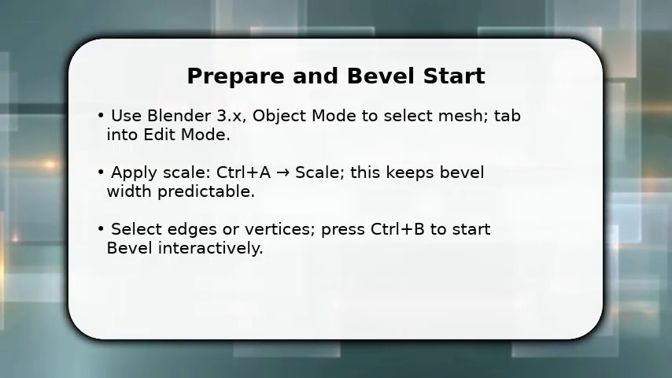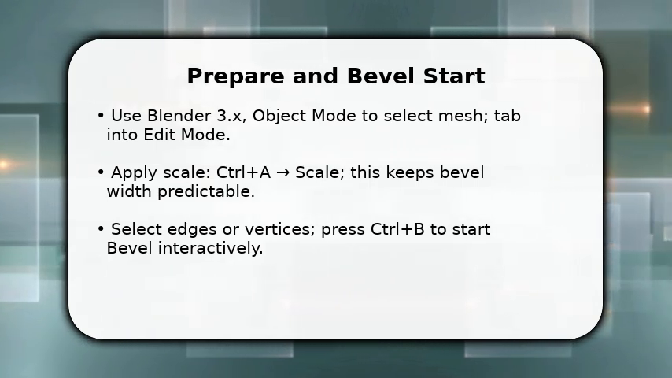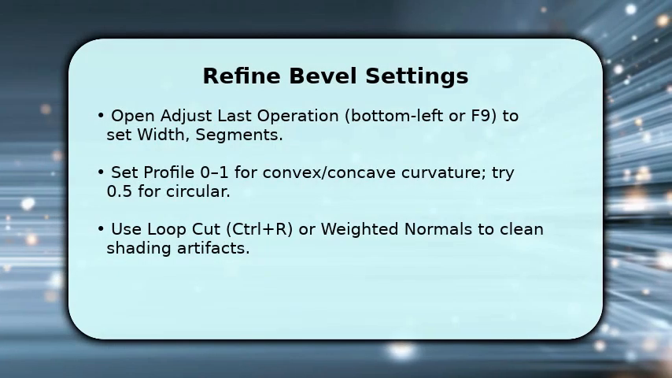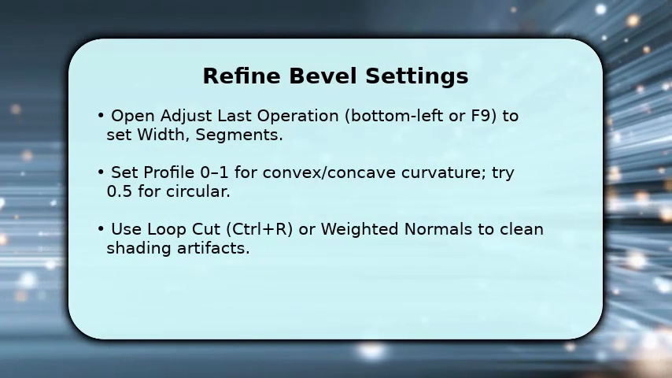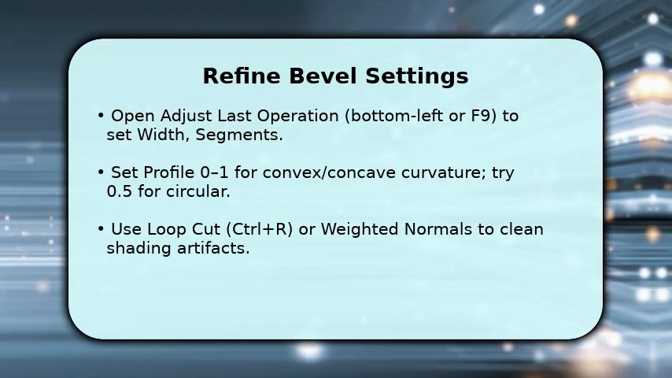Once done with the interactive bevel, immediately open Adjust Last Operation, or press F9 to enter numeric width and segments. This lets you be precise. You can change profile between 0 and 1 to shift curvature. A 0.5 profile gives a near circular round.